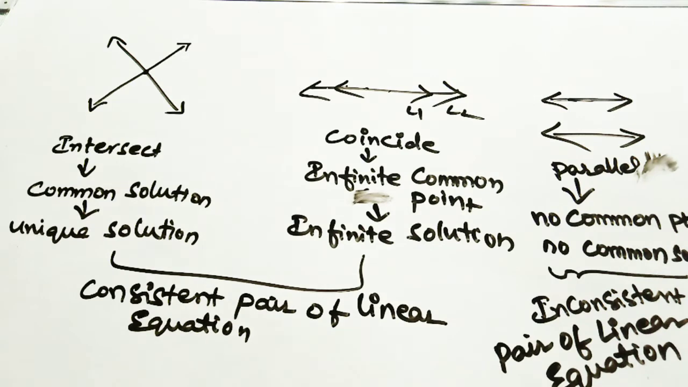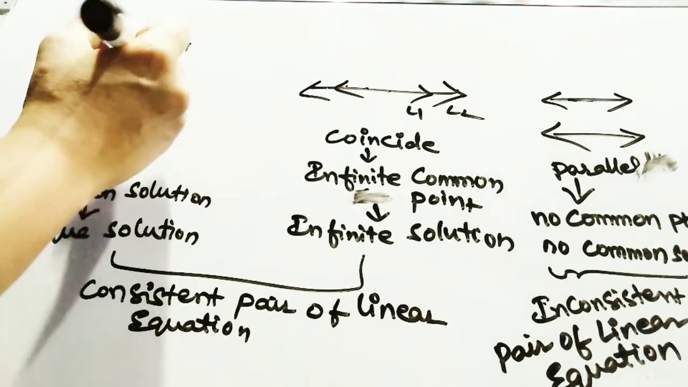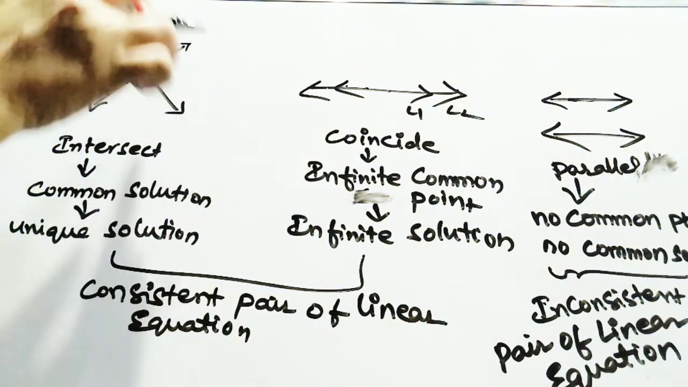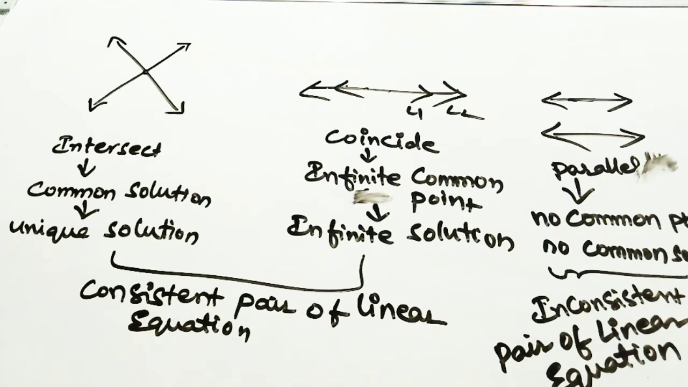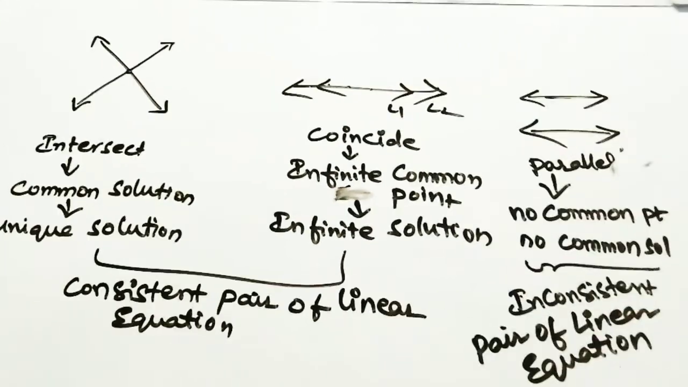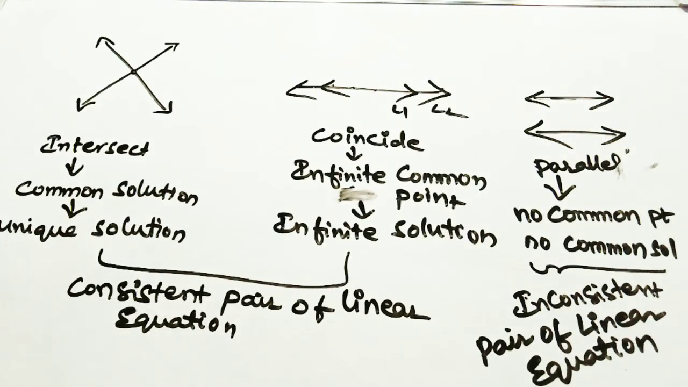So this kind of problem will come. If the graph is intersecting, the point of intersection is the common solution for both lines, a unique solution. For coincident lines, you get infinite solutions, and this is called a consistent pair of linear equations. Parallel lines have no common point and no common solution, and this is called an inconsistent pair of linear equations. In our coming classes we will discuss further.